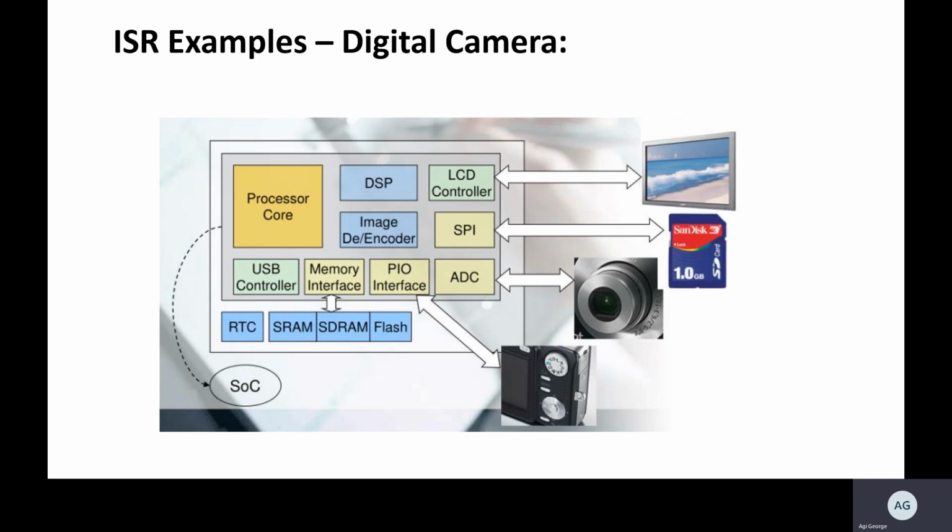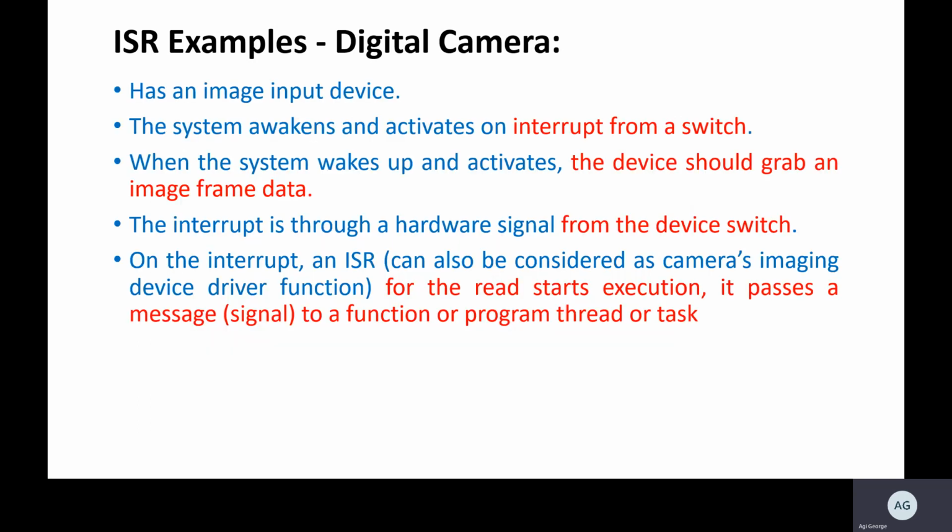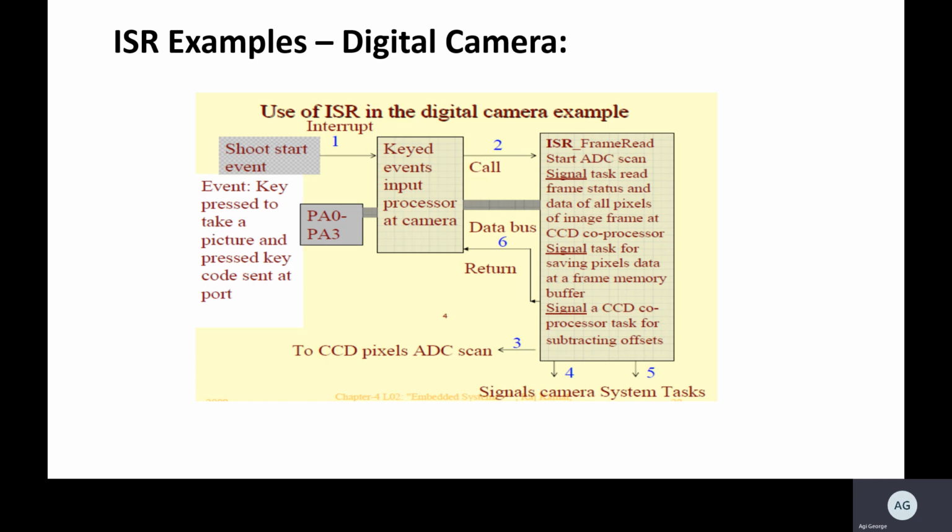Another type of example is a digital camera, which we have already discussed. Let's say you have an image, the system awakens from an interrupt from the switch when you are going to click. At that time the device grabs an image frame, and that image has to be processed by converting it to digital format, which is done by the ADC. So this we have already discussed.